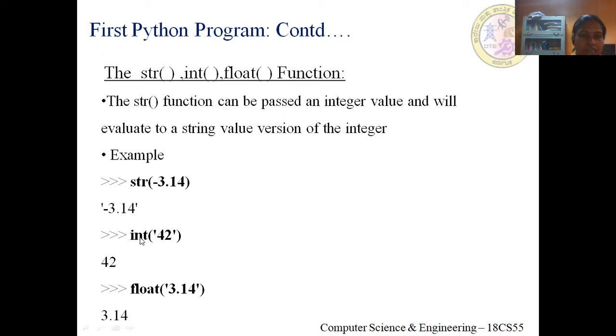Similarly, for an integer, whenever a string value has to be converted to an integer, we call the int function. So int, I'm passing 42, which is in the form of a string. The int function will convert the string form of 42 to the integer 42. Similarly, whenever a float conversion is required, we call float with the argument. In this example, the float function will receive 3.14 in the form of a string, which will be converted to 3.14, that is the float form. So these are some of the examples we studied.